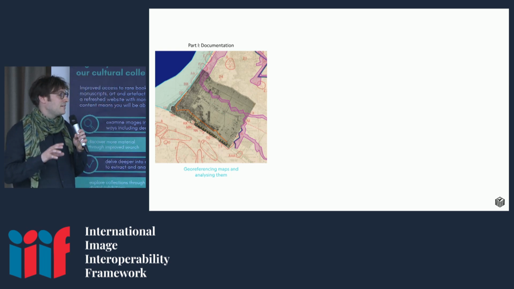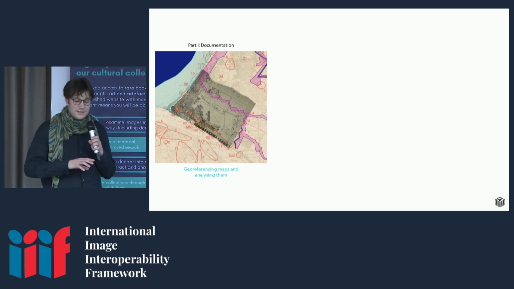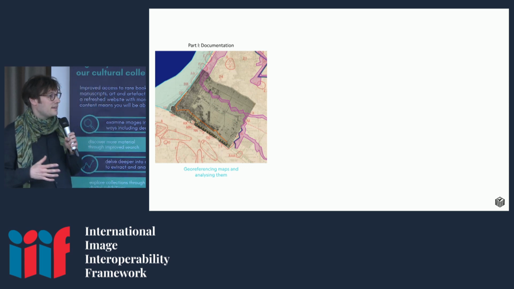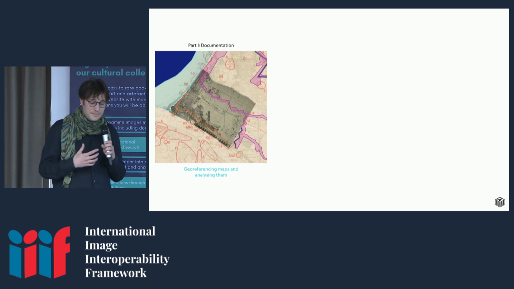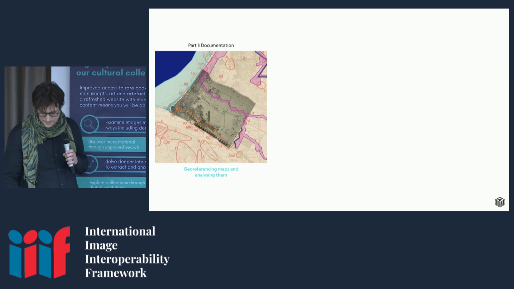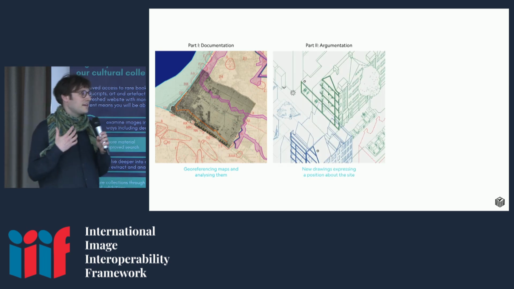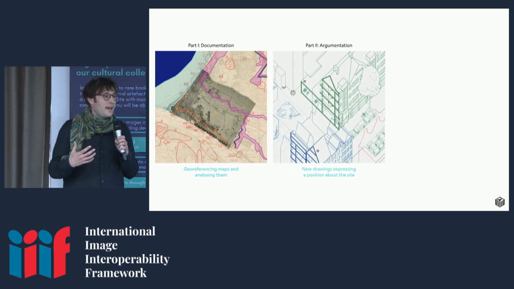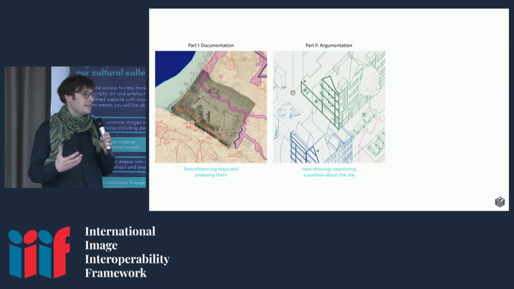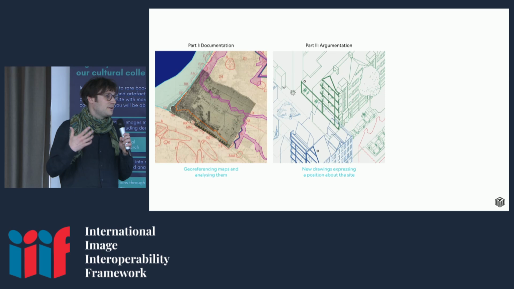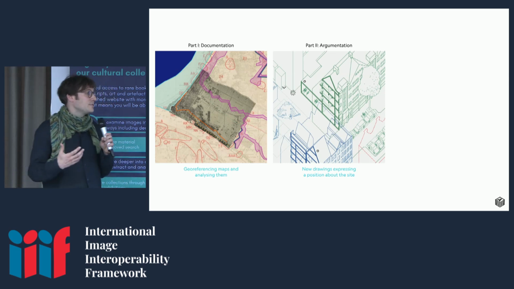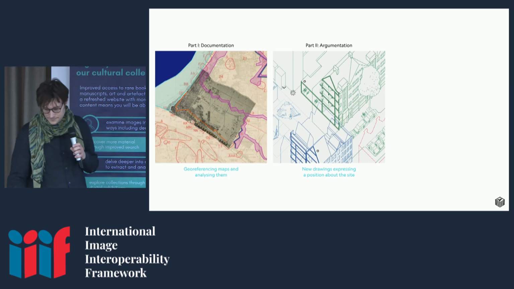Part 1 was documentation, and it was aimed at collecting archival documentation of selected sites, and then georeferencing that documentation and analyzing that through annotating it. The second part is called argumentation, and that archival research of the documentation phase was synthesized into new architectural drawings, and they're expressing a certain view, a certain position about the site.